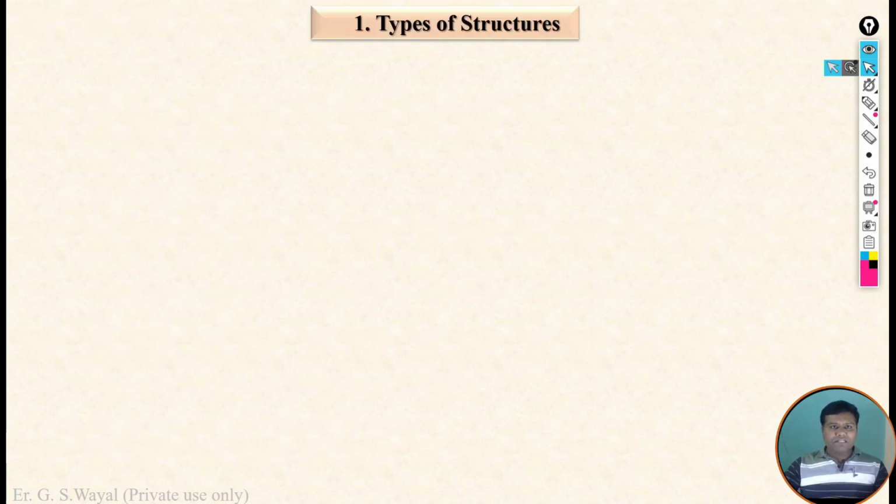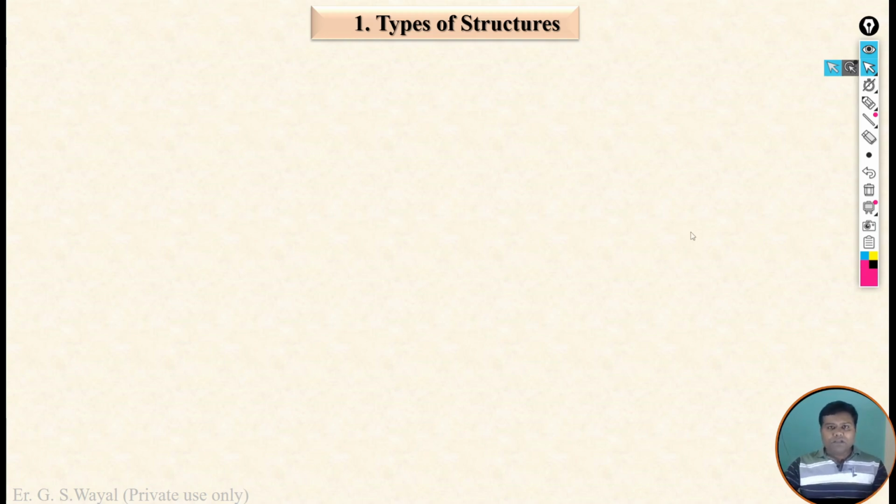So let's start with the types of structure. There are many types of structures available from the design point of view, but which type of structure we have to consider for the design totally depends on the requirement of the client, or whatever load is coming on the building, in short the requirement of that particular building. On that basis we can think about the type of structure for the design.